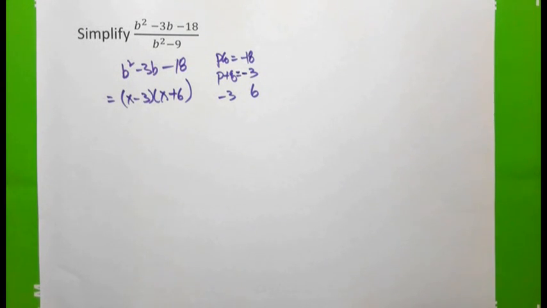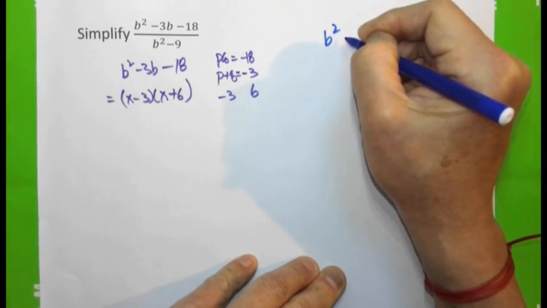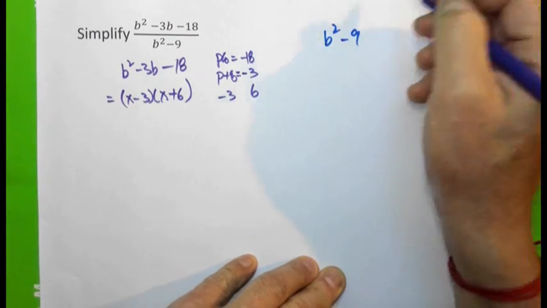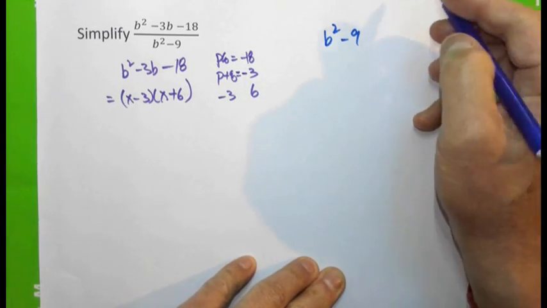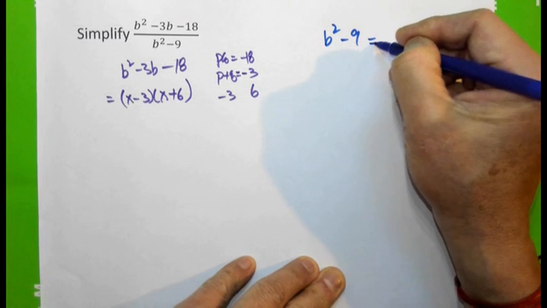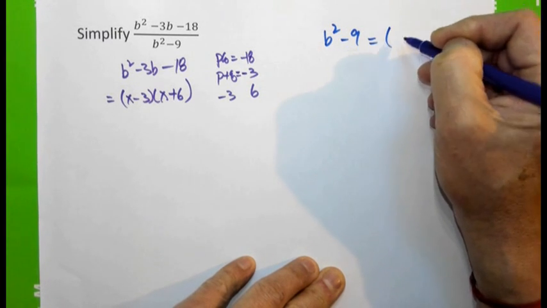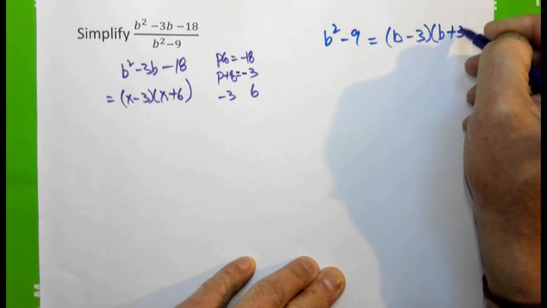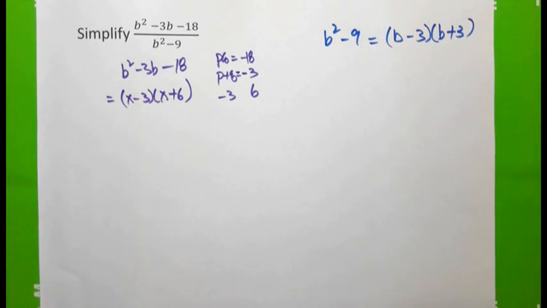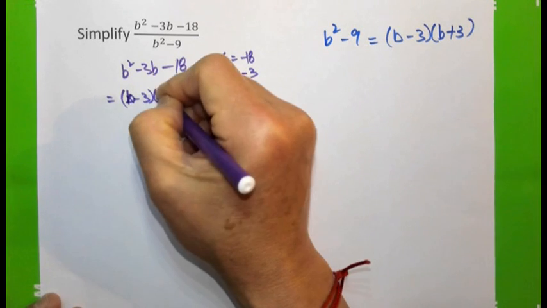What about the denominator? b squared minus 9. We know that this is actually a difference of perfect squares. Therefore, it actually factorizes into b minus 3 and b plus 3. Note that I've actually made an error here. This is actually b and not x.